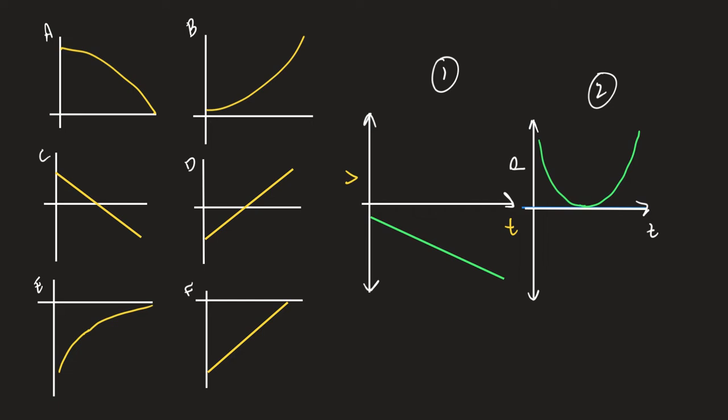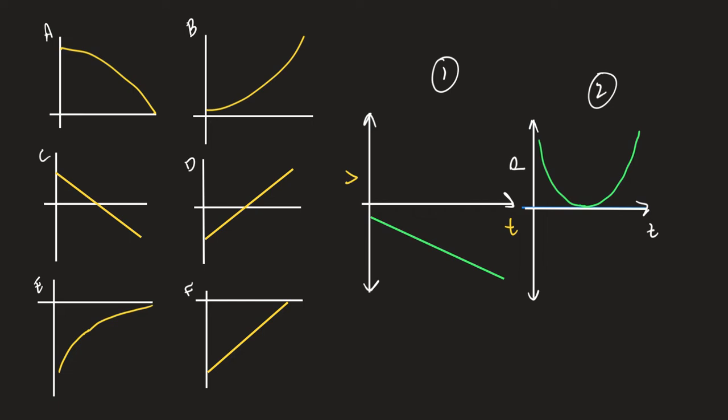Okay, so let's start looking at this graph. Is the velocity positive or negative at time 0? Negative. It's negative. Excellent. So is the slope of our position graph going to be positive or negative at time 0? It's going to be negative.